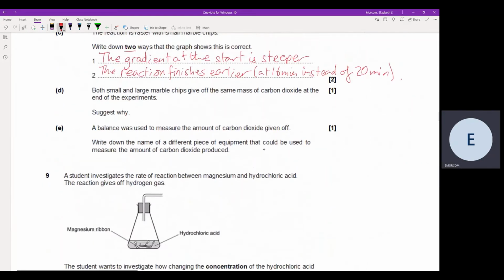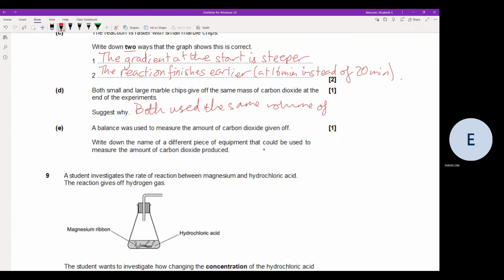We should just say that both experiments used the same volume of acid. Okay.